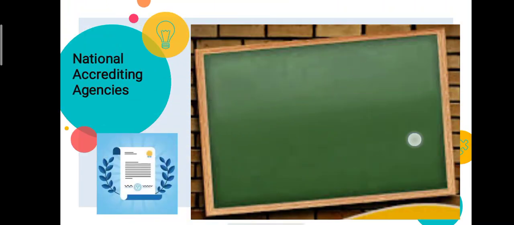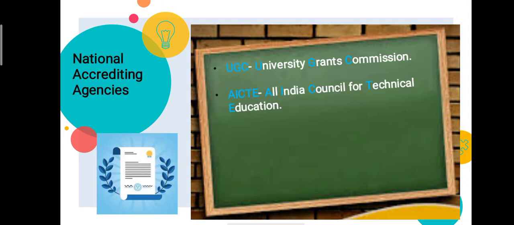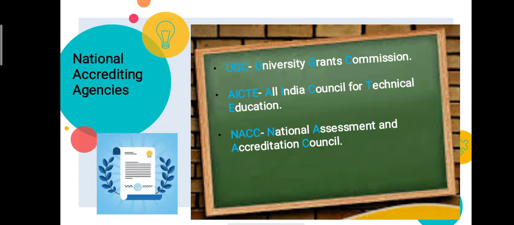First of all, national accrediting agencies. It is UGC, University Grant Commission, AICTE, All India Council for Technical Education, NAAC, National Assessment and Accrediting Council, and CABE, Central Advisory Board of Education. So this all comes under the National Accrediting Agencies, and as we all know, UGC is the higher education body, the topmost body that grants the commission of all the universities and colleges of India.